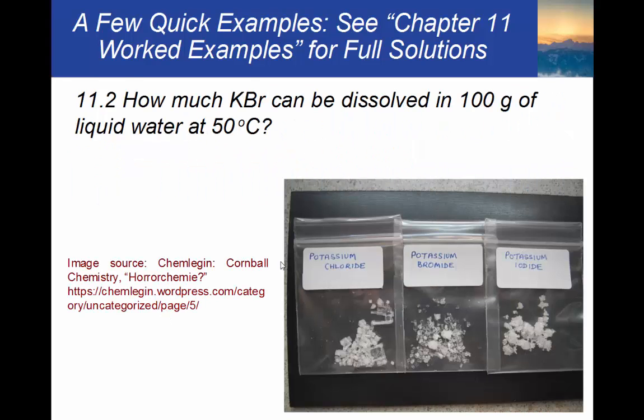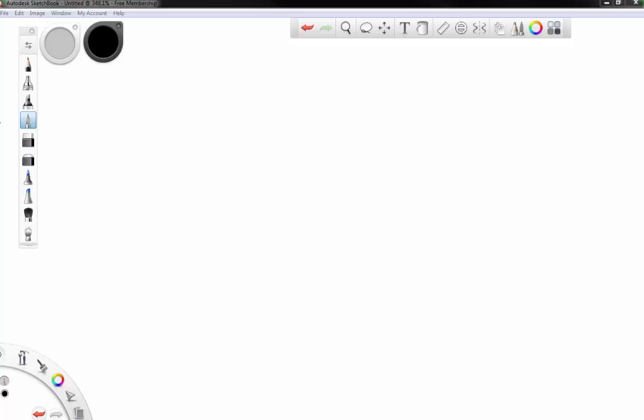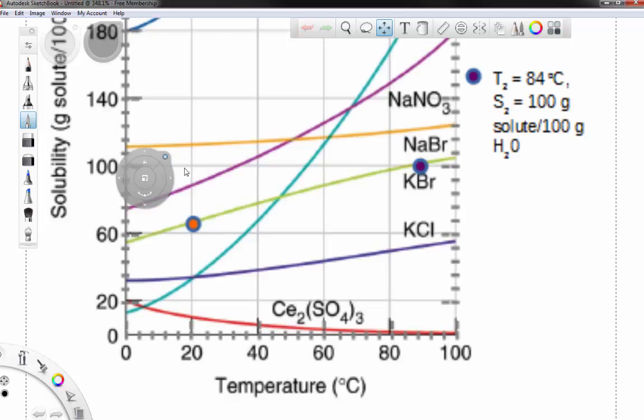This next example says, how much of this potassium bromide can be dissolved in 100 grams of liquid water at 50 degrees C? So now we're actually using the equation that I just derived in the previous example. We could also try to use that chart to answer this question. Alright, so again, let's look at the two different methods for doing this. The first method is going to be to use that chart again. So let's pull up that chart.